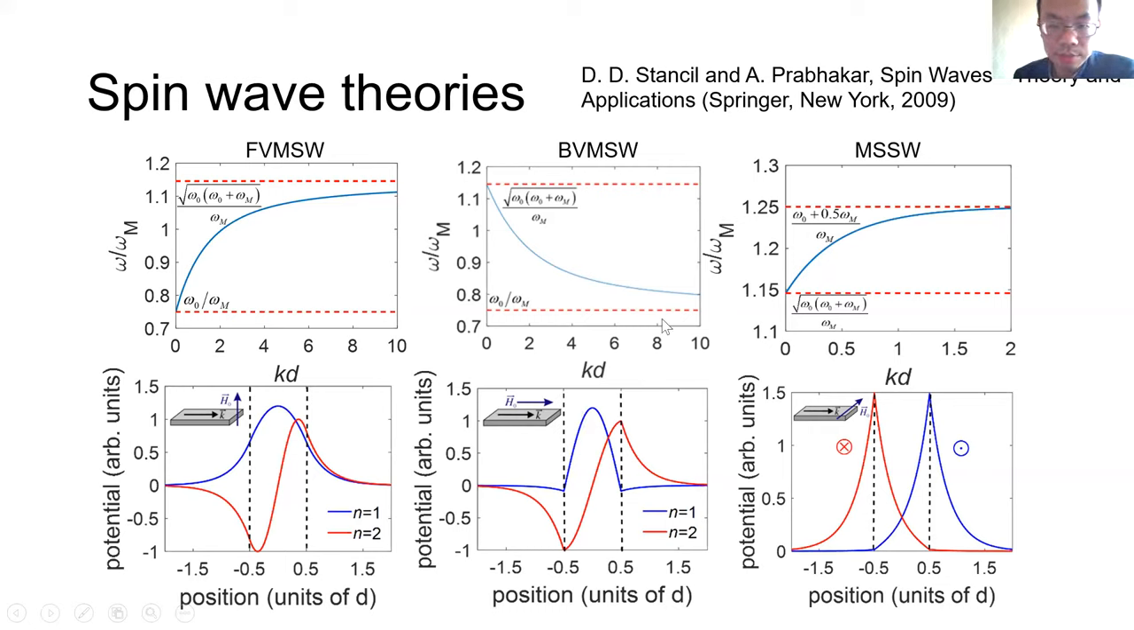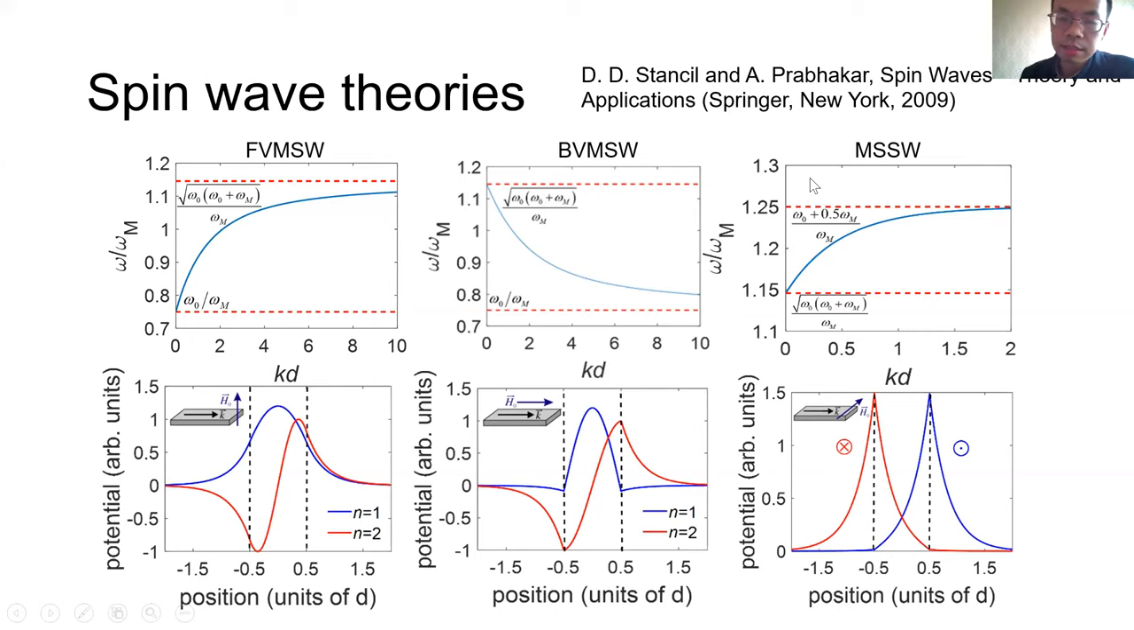called the backward volume spin wave. And when the wave vector and the external field are in plane and perpendicular to each other, it's called the surface spin wave. As for the volume spin waves, the reason is that the energy of the spin waves is mainly converged in the center, in the body of the films. For the surface spin waves, the energy is mainly converged at the surface of the films.